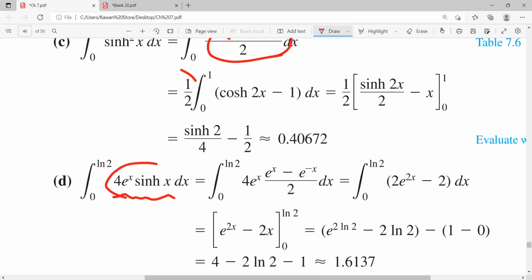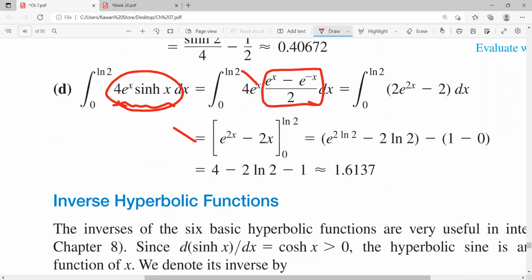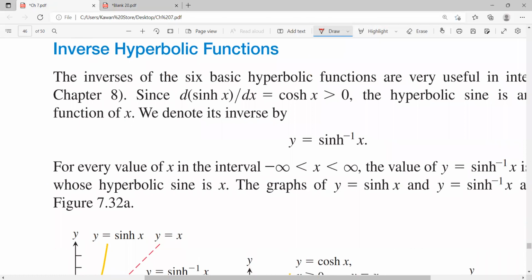That one's new for you, but here's the clue, here's the idea, then you'll get the value. Any question about hyperbolics? Okay.